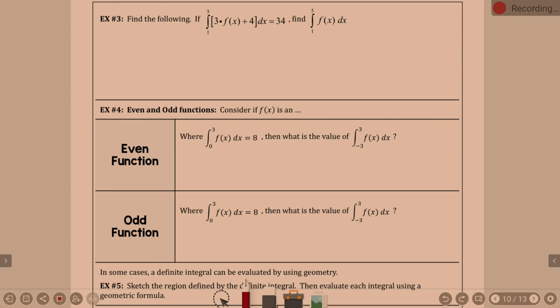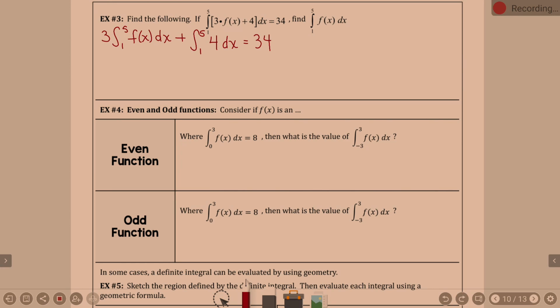And this constant of 3 multiplied out in front can go out front of the one integral. So I'm going to rewrite for right now: 3 times the integral from 1 to 5 of f of x dx plus the integral from 1 to 5 of 4 dx, and that's going to equal 34. Before I go any farther, I want to make sure we're all there. That was me using like 3 different properties at once.